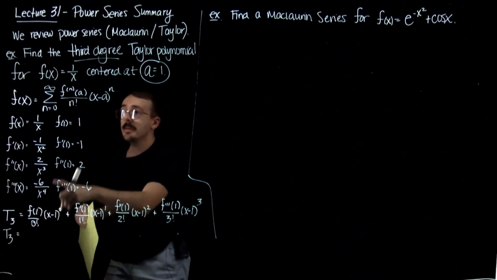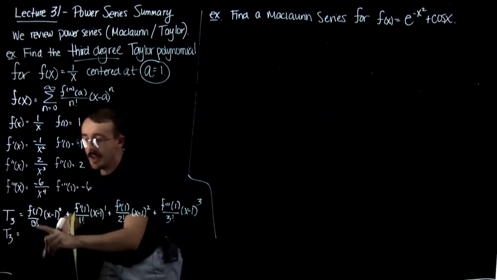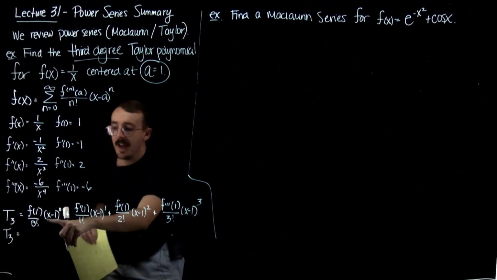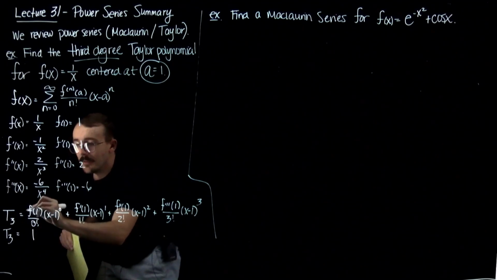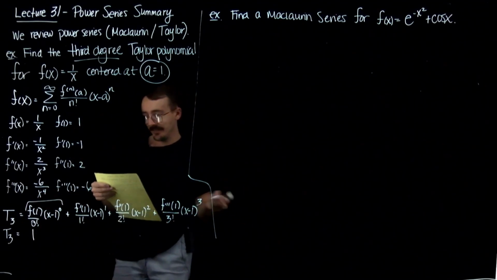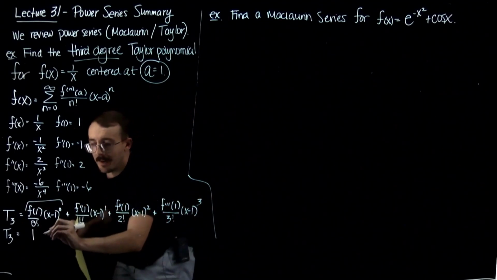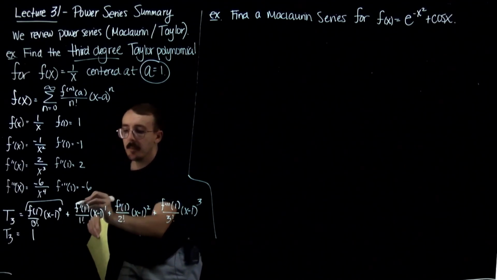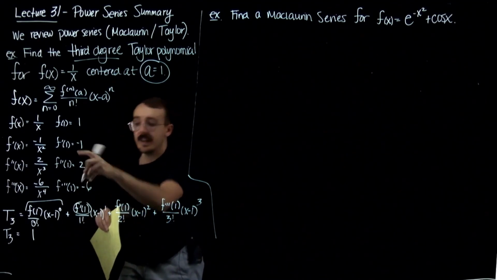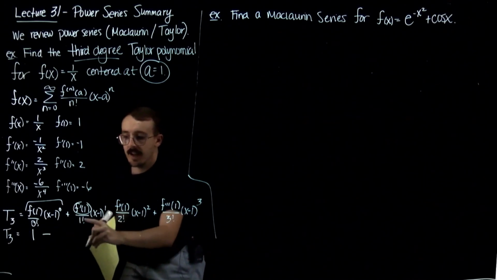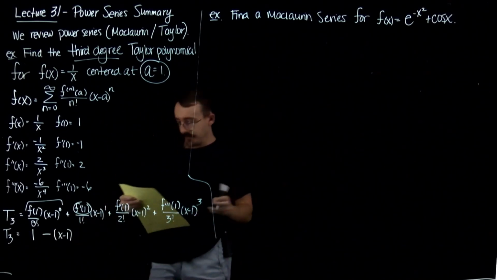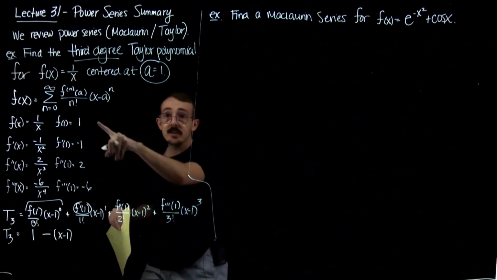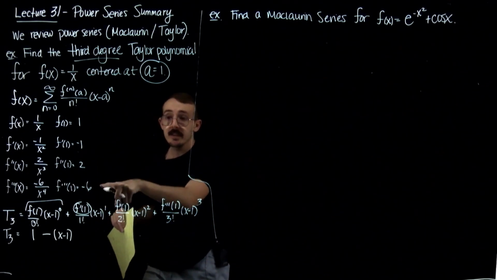So the third degree polynomial, if I plug in all my pieces of information, f of 1 is 1, 0 factorial is 1, x minus 1 to the 0 is 1. So this whole first term here, it just becomes 1. Next, I get f prime of 1 is negative 1. So I get minus, and then 1 factorial is 1, and I get minus x minus 1 to the first power. Plus, this is alternating, right? The sign keeps flipping with these derivatives.